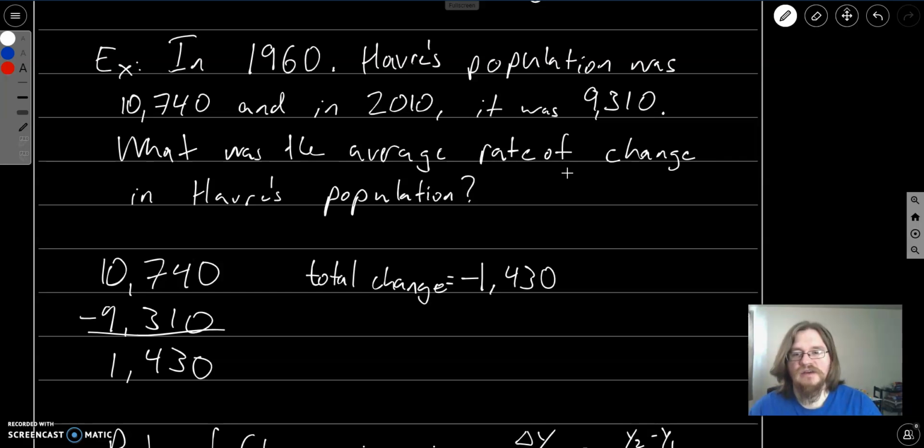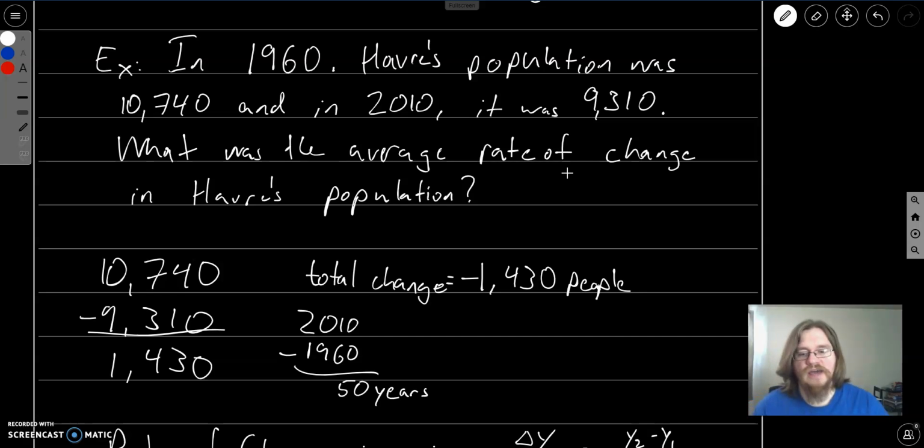The time, if I take 2010 and subtract 1960, that'll be a span of 50 years. So the total change is going to be that many people, and the total time is going to be 50 years. So our average rate of change, which we'll just call R, is going to be negative 1,430 divided by 50.